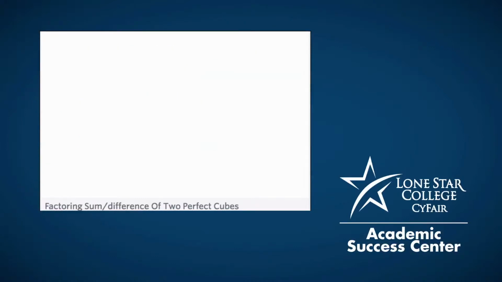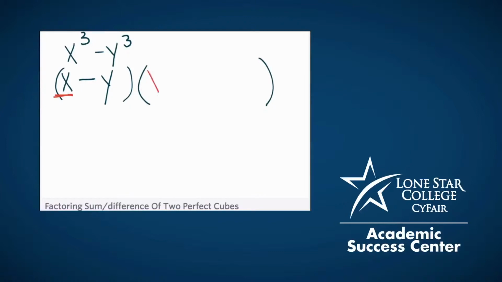If you looked at the lesson on squares, that was a little easier than what we're going to do with the cubes. For the cubes, there's a formula to memorize. So we know that x cubed is the perfect cube of x. Bring down your sign. y cubed is the perfect cube of y. The next factor is a little longer. It's a trinomial. From here, we square the first term. We multiply both terms and change our sign. Lastly, we square the last term, which is y squared.